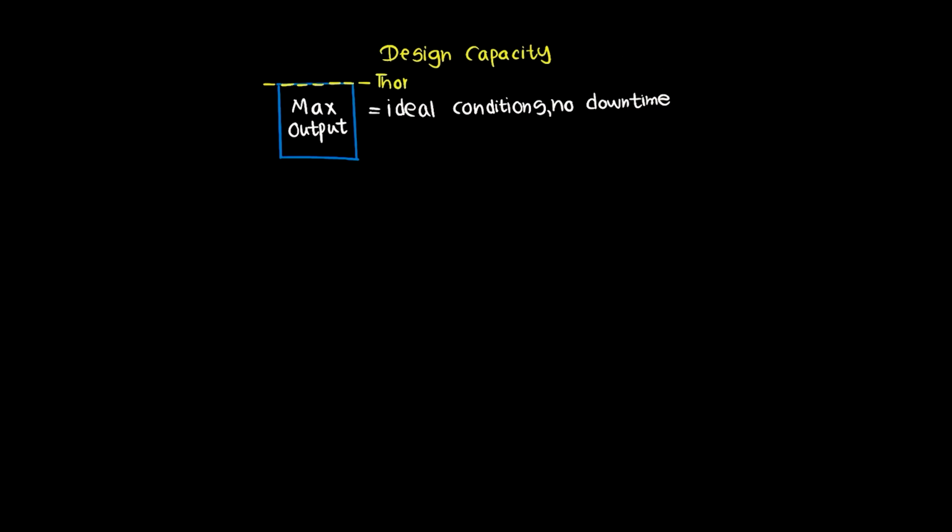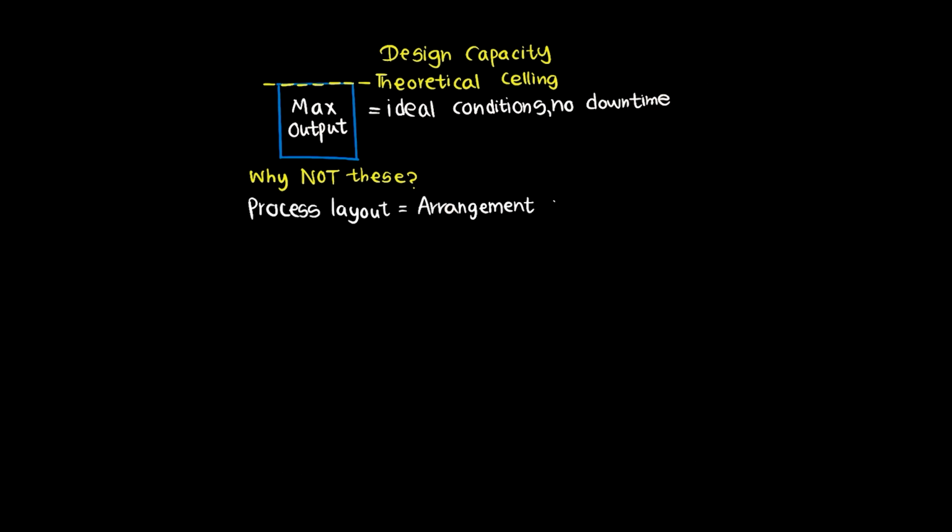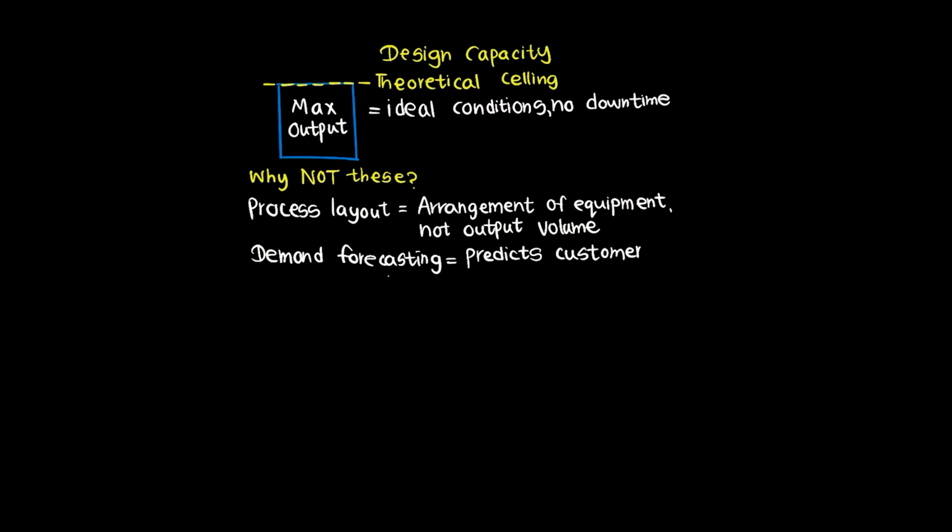It is the ceiling, the absolute best a facility can do if everything runs perfectly. No downtime, no interruptions. Now, process layout describes how equipment and workstations are physically arranged inside a facility. That has nothing to do with how much a facility can produce. Demand forecasting predicts how much customers will want in the future. It is about demand, not about what the facility can supply.